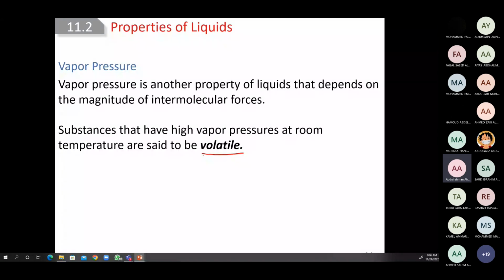Also, we read this. Volatile. What does volatile mean? Exactly. Volatile means متطاير. It will not stay. But what's happening? Liquid goes to gas. Exactly. That's volatile. Liquid goes to gas for the same molecule.